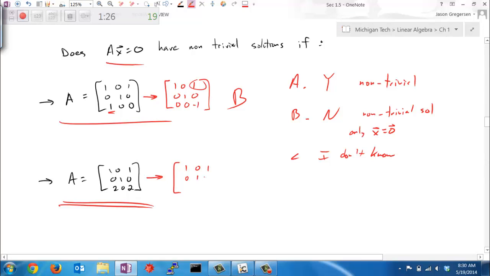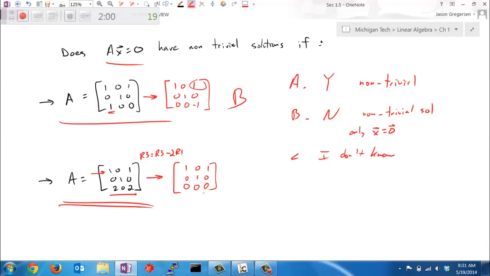In this case, I am just going to say row 3 minus 2 times row 1. R3 is going to be equal to R3 minus 2 times R1. That's the row operation. When I do that, I will get 2 minus 2 is 0, 0 minus 0 is 0, and 2 minus 2 is 0. And when I look at that REF form, are there any free variables here? What's my free variable? x3.